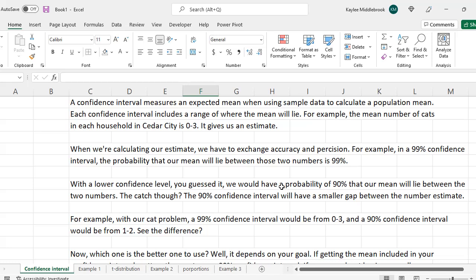So first of all, let's talk about what a confidence interval is. A confidence interval is going to measure an expected mean when we're using sample data to calculate a proportion mean. The confidence interval includes a range in which the mean will lie. For example, if we're talking about the mean number of cats in each household in Cedar City, it could be 0 to 3. It essentially gives us an estimate for the mean.